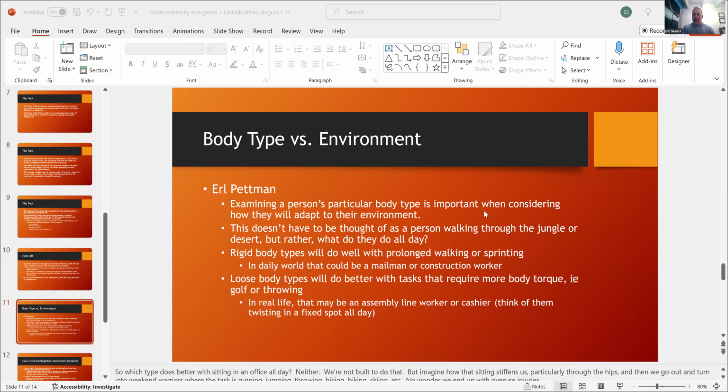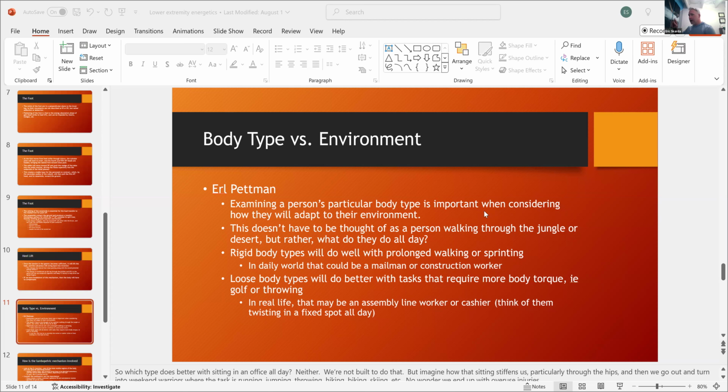Environment includes, number one, the physical makeup of what they're standing on, and then also what they're doing within that environment. So our cashier is standing on a hard surface with a rotational movement. If it was something like a golfer, for instance, they're probably not standing on a hard surface. They're standing on grass, right? But they're doing their rotations at a much higher speed, right? It's different. And they're doing it in both directions, right?